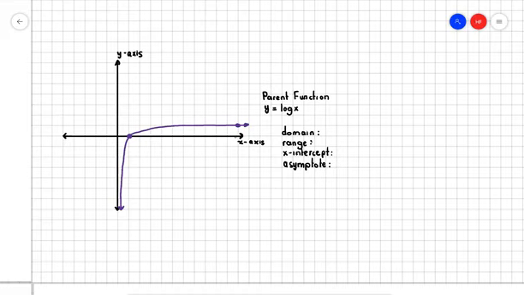So our domain, we see we're not going to get past the y-axis. So our domain is x is greater than 0. Our range, we're going to cover every single y, so it's all real numbers.